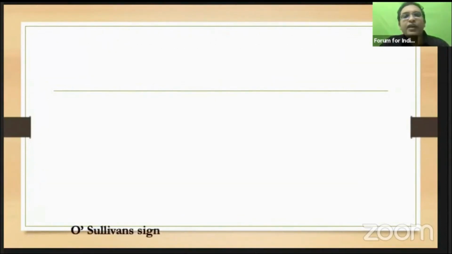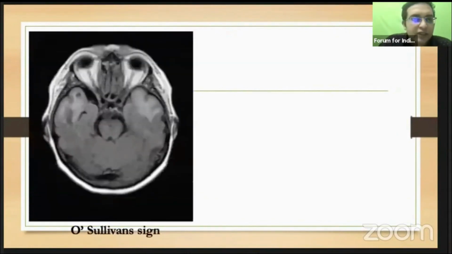So where have you heard this sign called O'Sullivan sign? This is actually the hyperintensity seen in the temporal region in either the T2 weighted or the FLAIR image in an MRI, and is seen in case of CADASIL patients. So this kind of white matter intensity seen in the temporal region is otherwise termed as O'Sullivan sign.